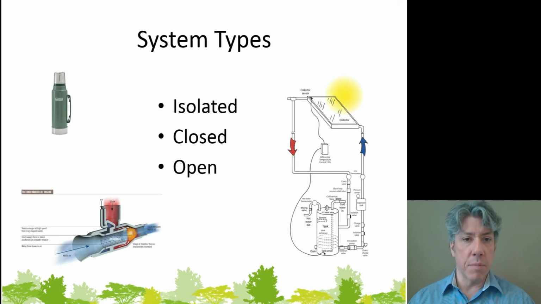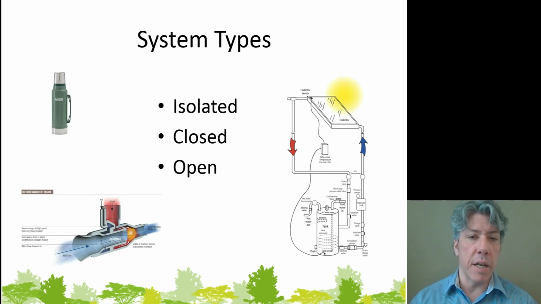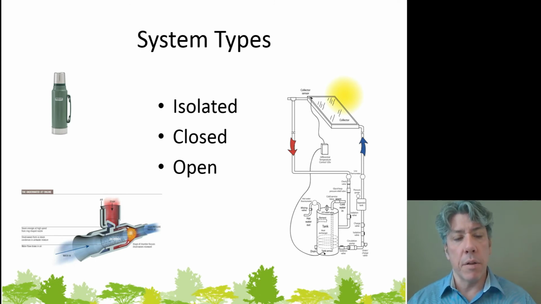There are many different system types. There are isolated systems where the systems do not exchange any mass or energy with the surroundings or any other system. There are closed systems where energy is exchanged with the surroundings but mass is not. And then there are open systems where both mass and energy are exchanged with some other system or the surroundings around the system. Now, the first example is the thermos there on the left.